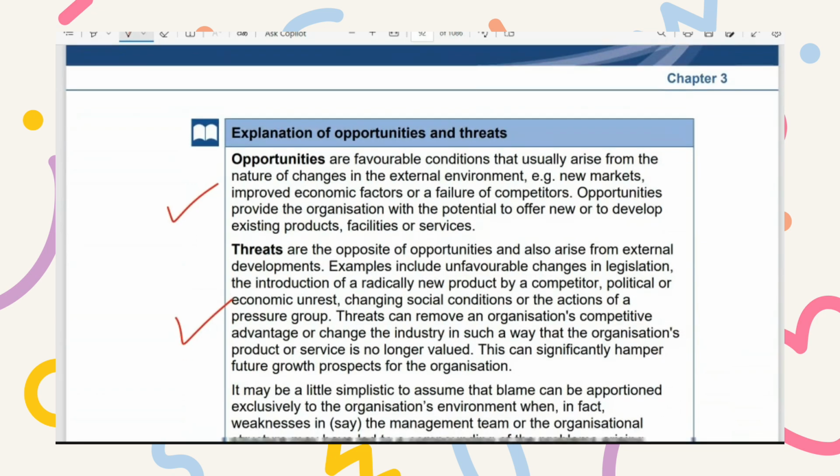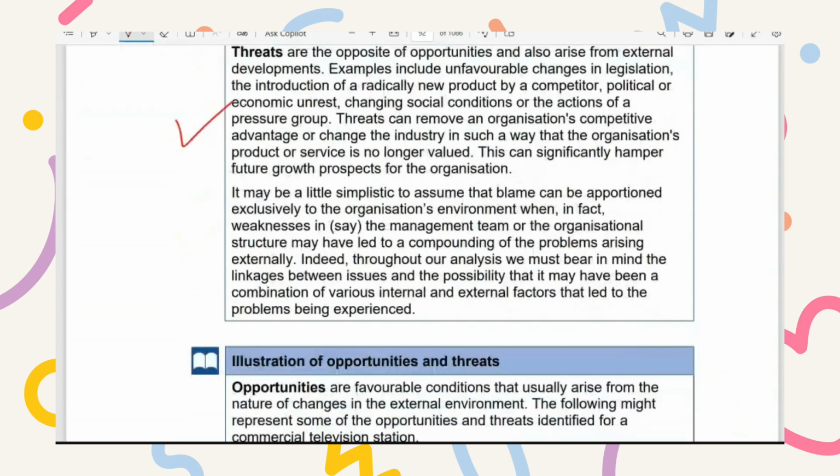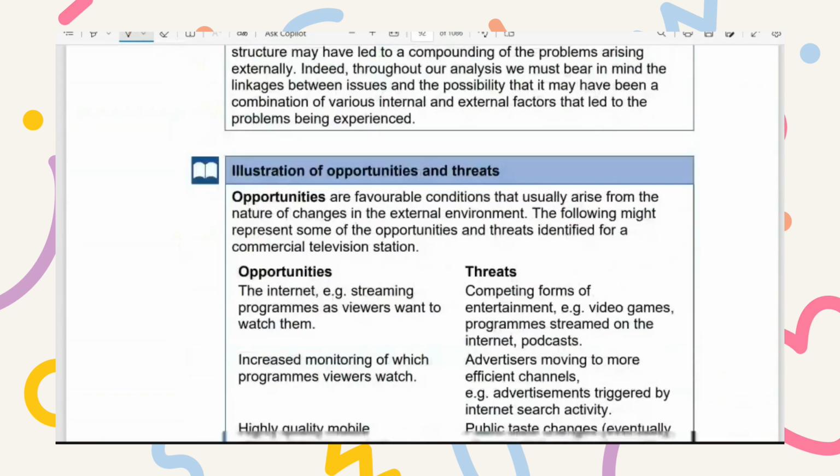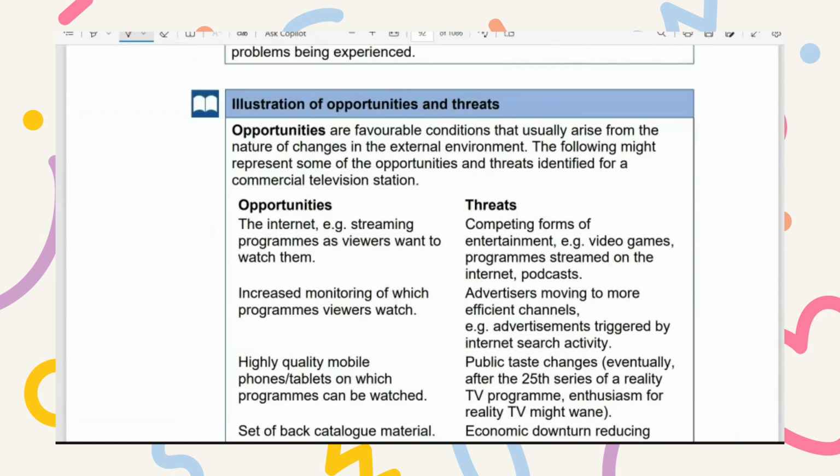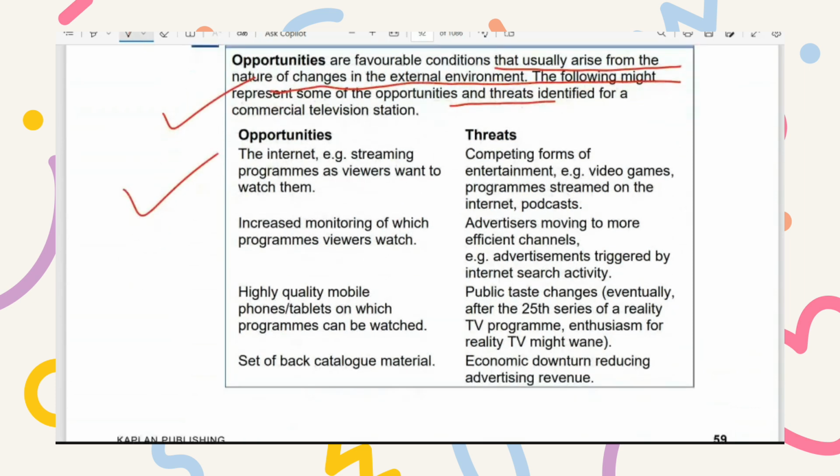Explanation of opportunities and threats. So, reading bit, please just go through. It will explain all your areas. The illustration of opportunities and threats is also explained in a very nice way. Opportunities are favorable conditions that usually arise from the nature of changes in the external environment. The following might represent some of the opportunities and threats identified for a commercial television station.